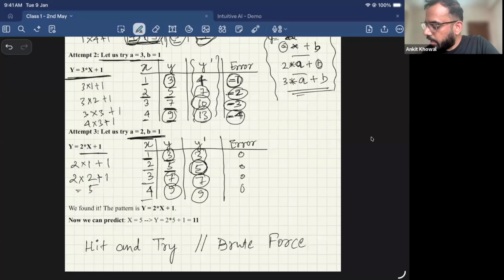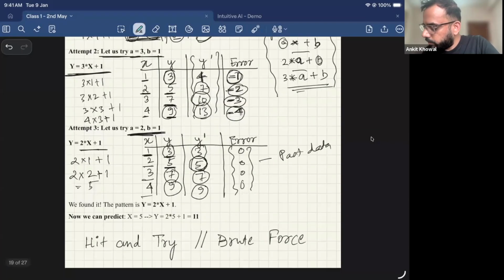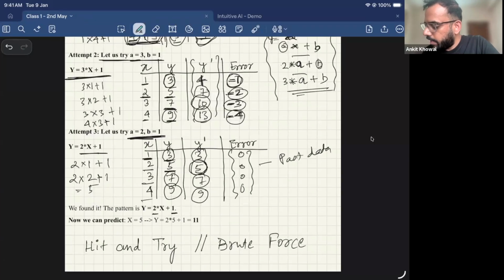So now it sees that I have no error. I have not made any mistakes based on my past data, right? I could definitely predict that this is the equation. And if I substitute 2 over here and 1 over here, I can predict the value of 5, right? So now it will say, okay, now I'm trained based on the past data.